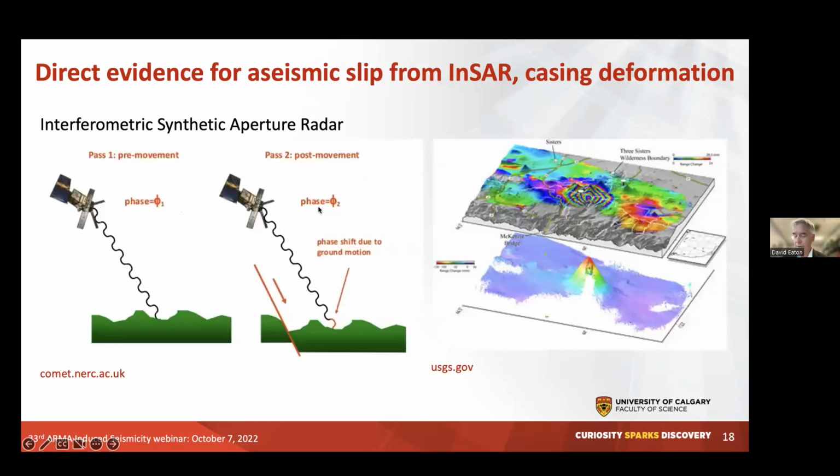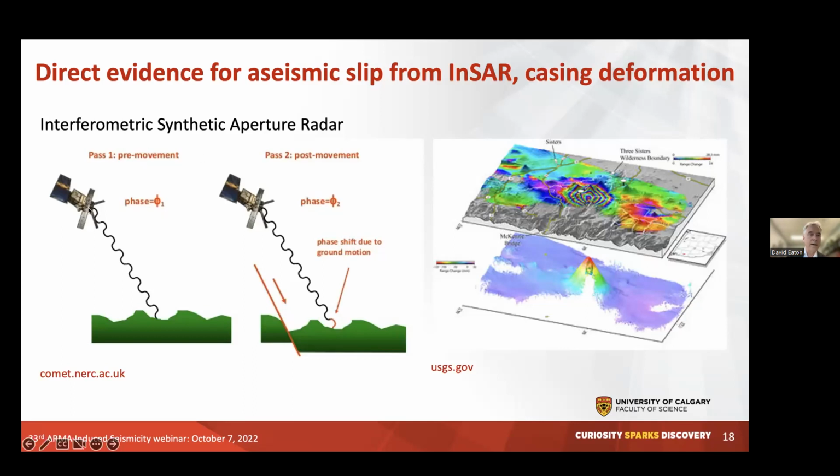So I'd like to move on to a second case study. This is coming from a recent publication this year, and it's based on interferometric synthetic aperture radar, or InSAR, combined with casing deformation. And while the previous case study that I showed was indirect evidence in that we didn't actually observe the slow slip, but we inferred its existence because it explained a variety of other observations, here we think we actually have direct observations of slow slip occurring, this time in the absence of a triggered dynamic rupture.